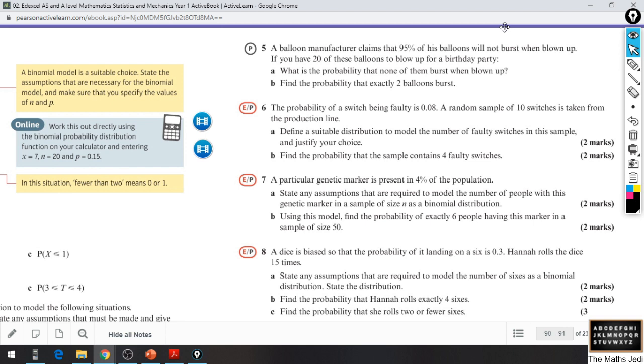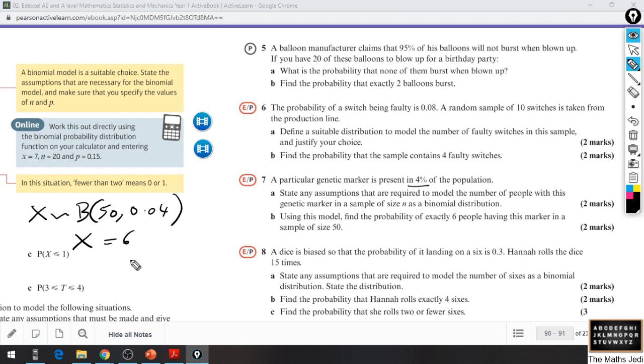Part B says, using this model, find the probability of exactly 6 people having this marker in a sample of size 50. So what distribution do we have here? Well, we have a binomial distribution again, 50 trials, but this time the chance of success is 0.04 because it's 4%. So this must be my binomial distribution. We want exactly 6, so we want the probability of exactly 6. How many different ways of that happening? 50 choose 6. Chance of success, 0.04 to the power of 6.